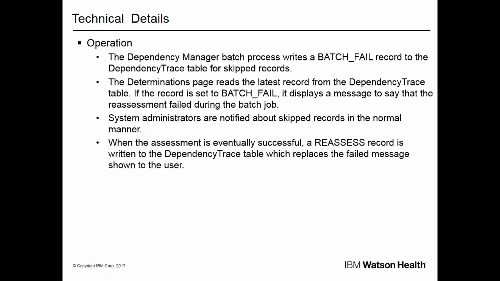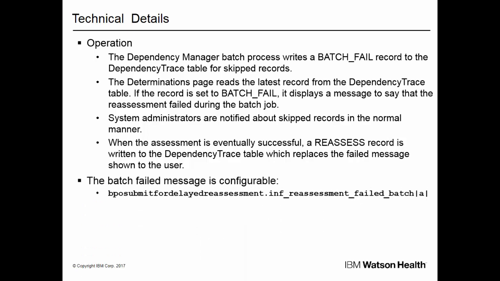When a reassessment subsequently succeeds for the case, a reassess record is written to the dependency trace table. The determinations page will display the date and time of the successful reassessment, rather than the failed assessment. Note that for a record with trace type of reassess or batch fail, a row will always be recorded in the dependency trace table, regardless of the setting for the Quorum Dependency Monitor Database application property.